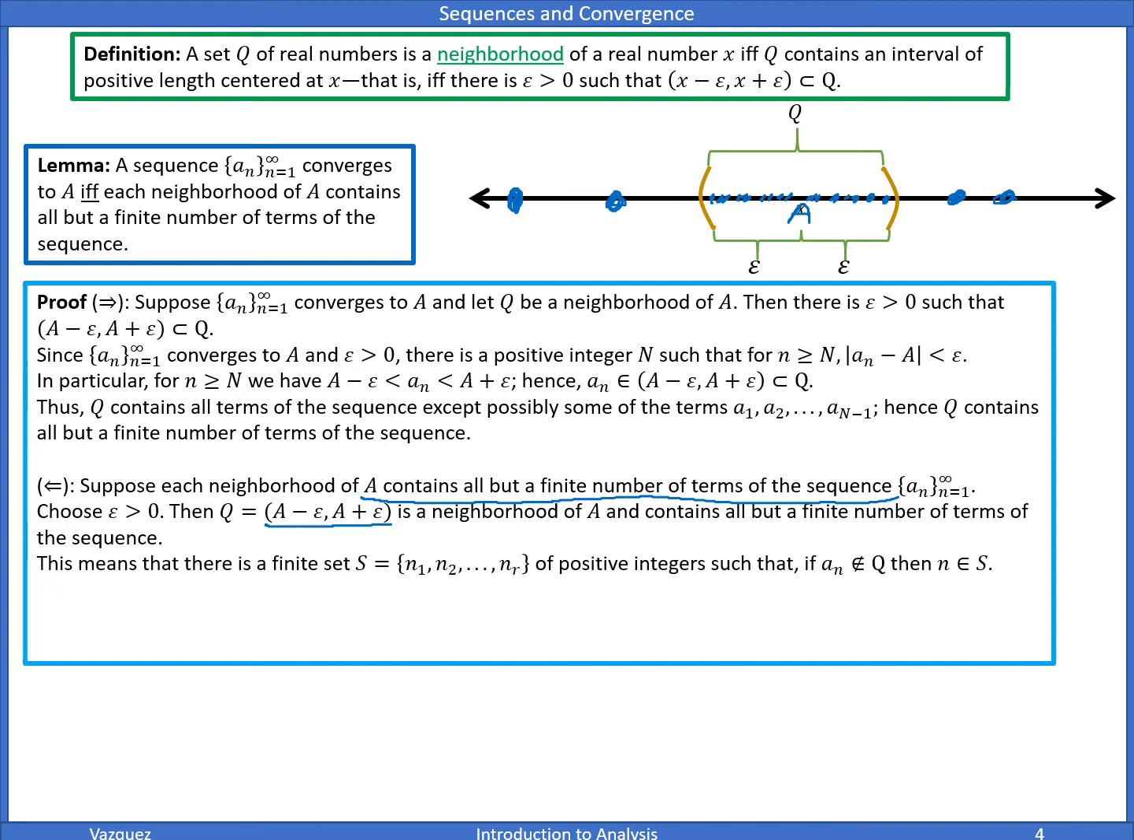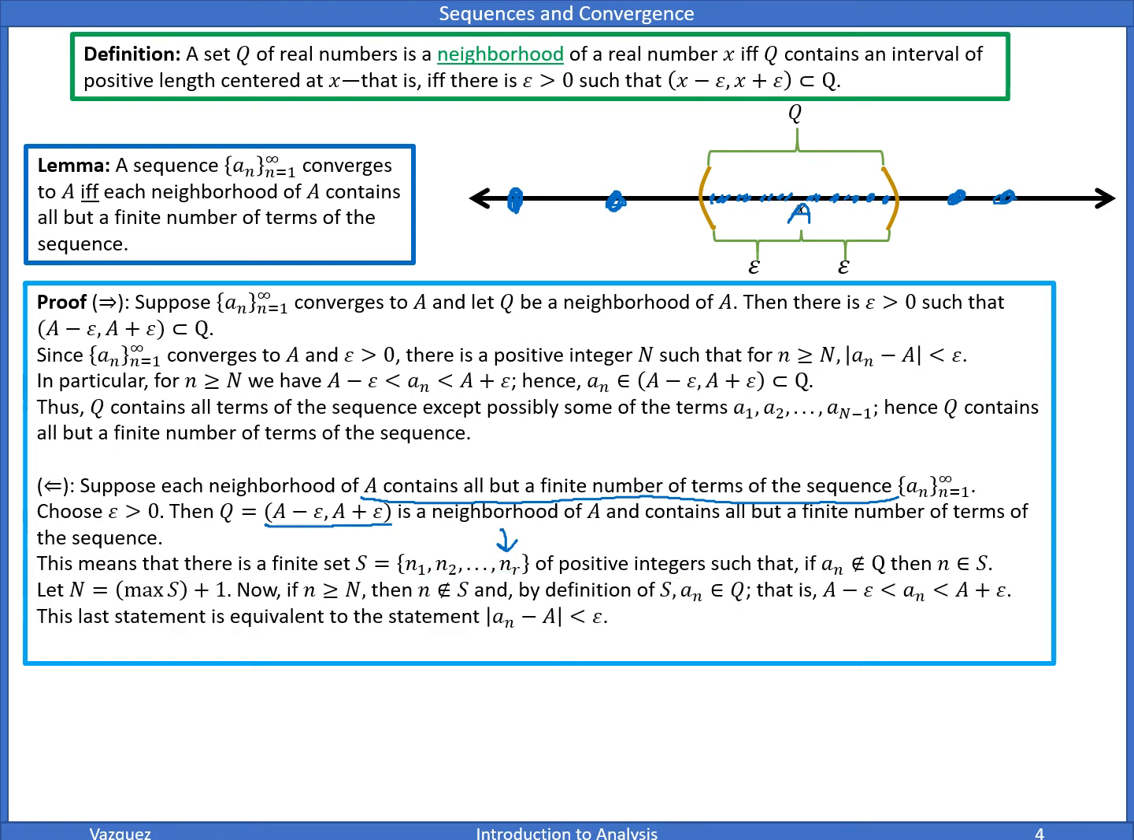But now it's saying, if it contains all but a finite set S of positive integers, then if you were to find a point that is not in our epsilon neighborhood of A, that subscript belongs to the set S, because the points of the finite set S are the points that are not within our epsilon neighborhood.